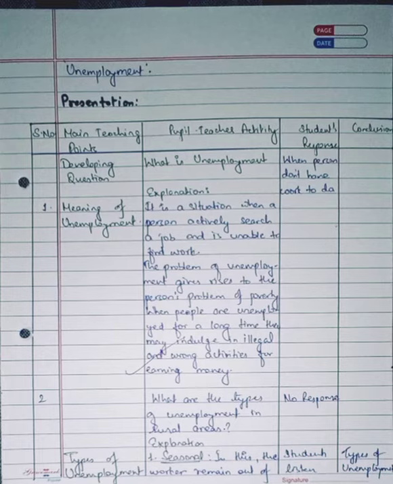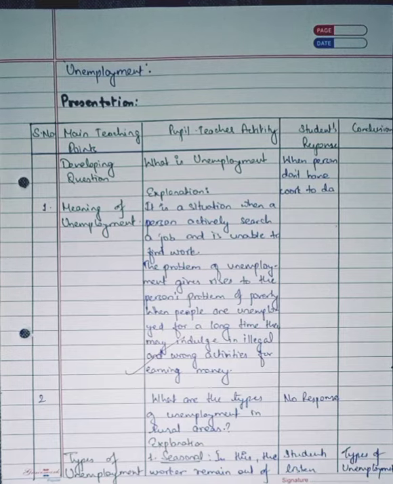When people are unemployed for a long time, they may indulge in illegal and wrong activities for earning money. And the next question is, what are the types of unemployment in rural areas? And students can't respond, so no response should be written in the students' response section.